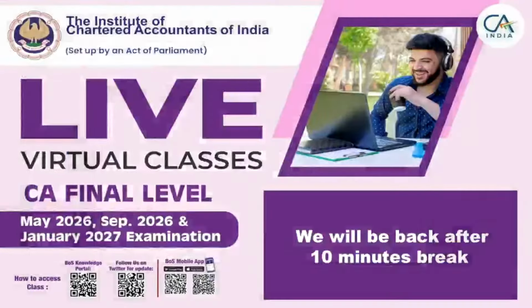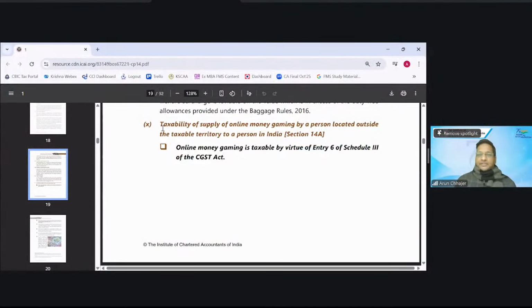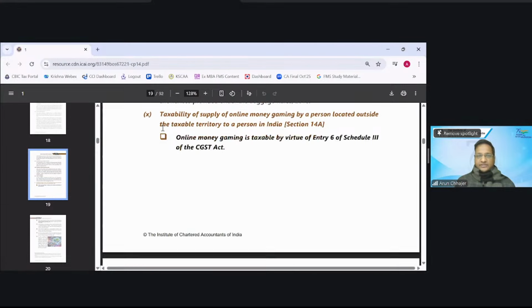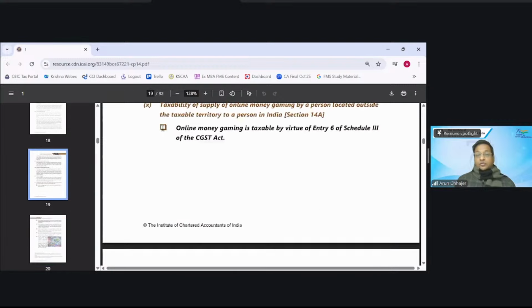Taxability of the supply of online money gaming by a person located outside the taxable territory to a person in India, Section 14A. We have understood this. Okay. One more point I would like to clarify: that online money gaming is taxable by virtue of entry 6 of Schedule 3. What does it mean? Sorry, I have told something different, but let me correct. Schedule 3 talks about neither supply of goods nor supply of services.